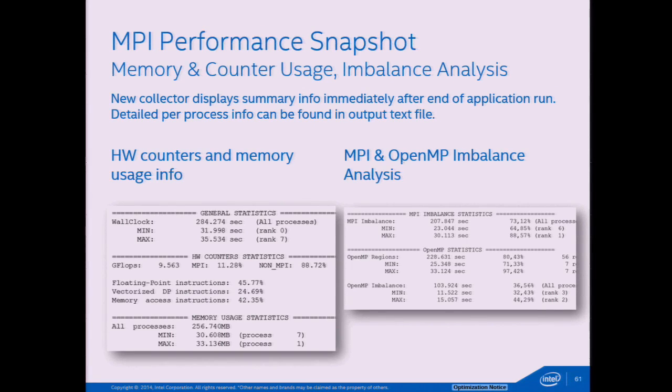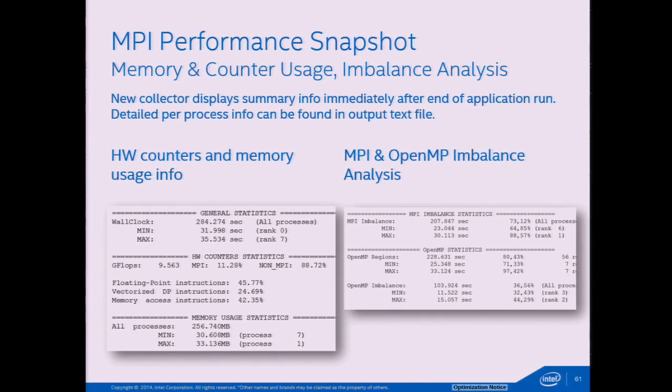Just total wall clock time for all of your processes, as well as min and max, and which ranks are reporting the min and max CPU times. What's important here is not the absolute values, like 31 seconds for rank 0 and 35 seconds for rank 7. What you're really looking at is whether there is a big difference between the min and the max. What's the delta between these two extremes?